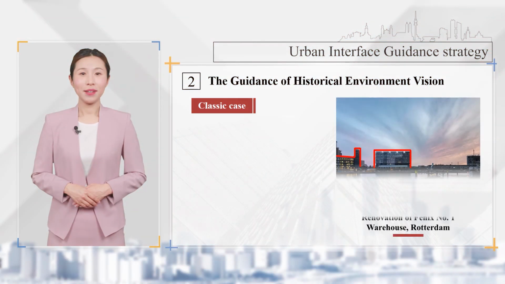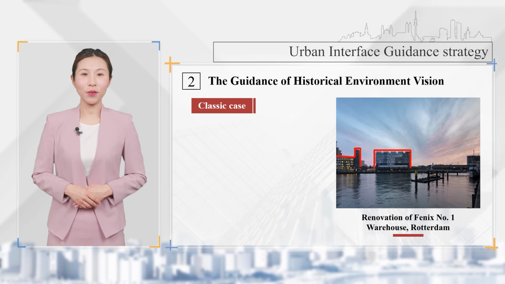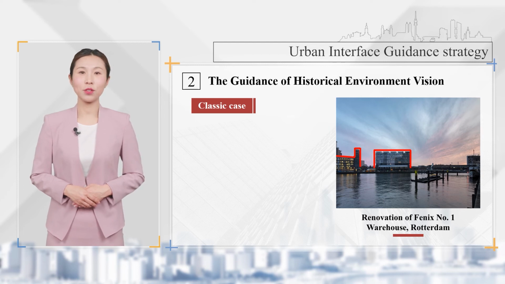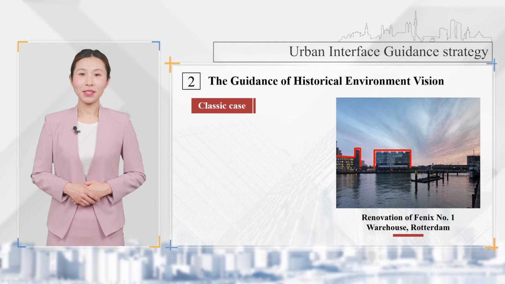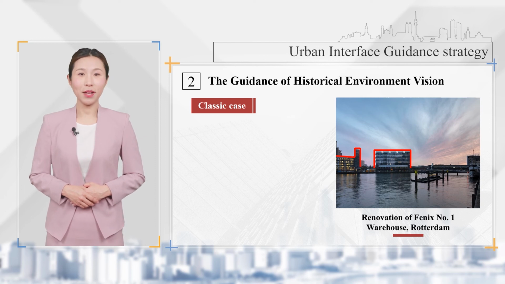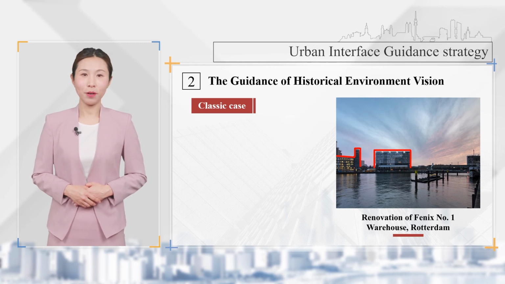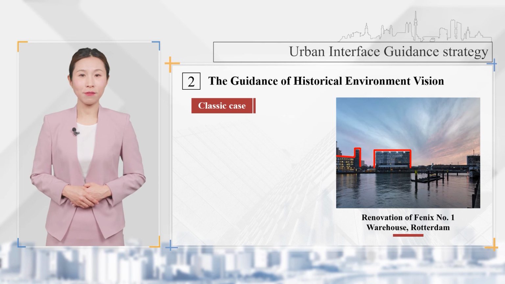Another successful example of historical environment vision guidance is renovation of Phoenix No. 1 Warehouse, Rotterdam. The Phoenix No. 1 Warehouse is a renovation project that incorporates 45,000 square meters of multifunctional space and a unique steel frame structure into a historic warehouse. The design aims to integrate the new and the old instead of forming opposition, with the main principle of linking the building to the surrounding environment.